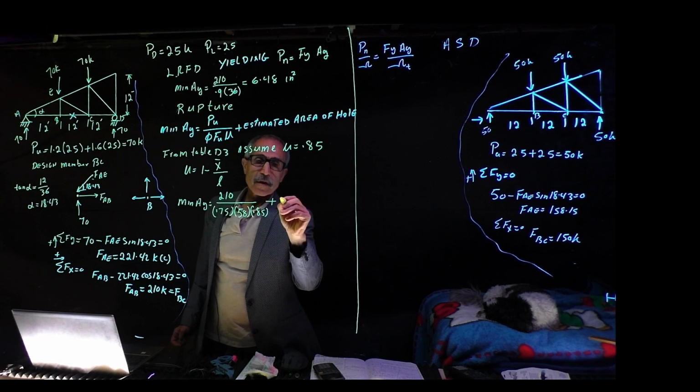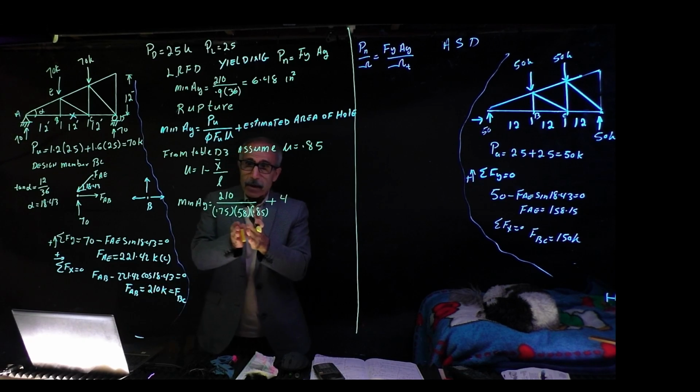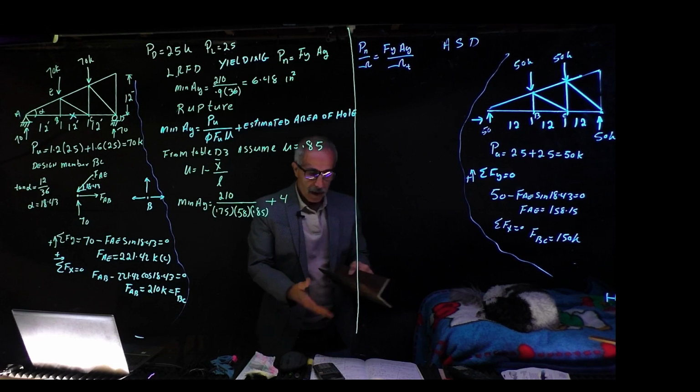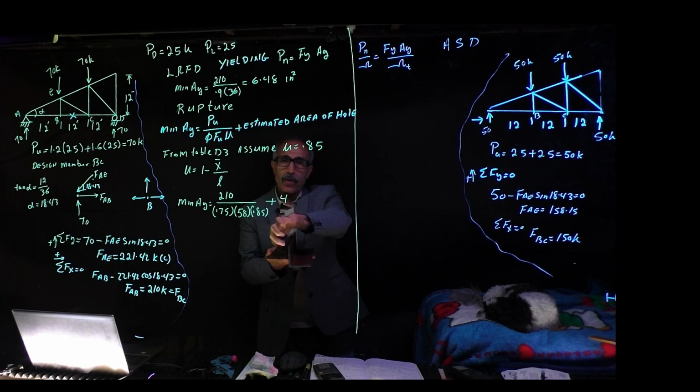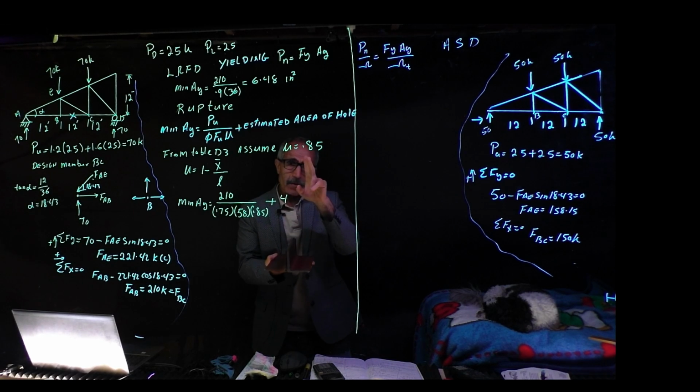Plus 4. Because it's a double angle, I got 2 holes here, and I got 2 holes on that side. So now the cross-sectional, this is one cross-sectional. So I got 2 holes here, 2 holes there, so I got to deduct 4 holes.